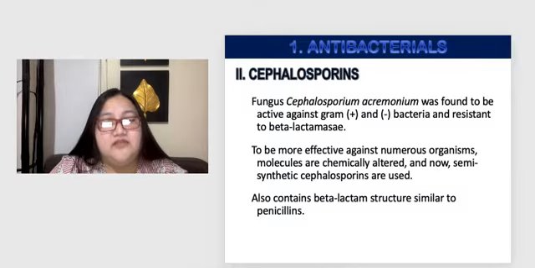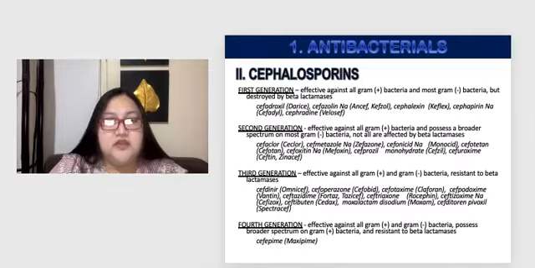To be more effective against numerous organisms, the molecules are chemically altered now. Semi-synthetic cephalosporins are used. Okay? Since pareho sila na beta-lactam structure ng cephalosporin, no, it also inhibits bacterial cell wall synthesis. And also, dahil nga pareho sila ng penicillin, kung allergic ka sa penicillin, allergic din ikaw sa cephalosporins. So there are 4 generations of cephalosporins. Para siyang iPad, first gen, second gen, third gen, fourth gen.